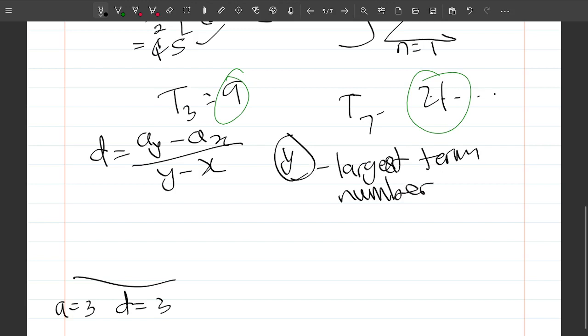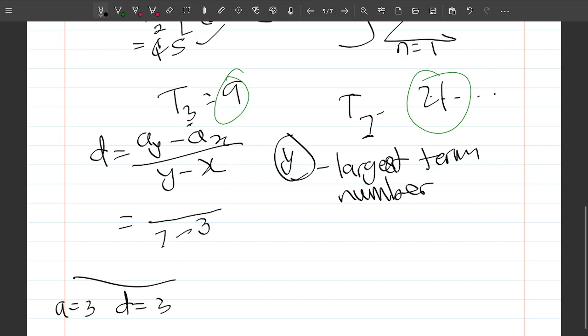Always. So y is the largest term number. To make these substitutions, before I substitute into the numerator, I just need to figure out what the y is. Then I'll know what the ay is. So y is the largest term number. Remember, term numbers are these ones, term number 3 and term number 7. The largest term number is 7, so y is actually 7. And because y is 7, then x is 3.